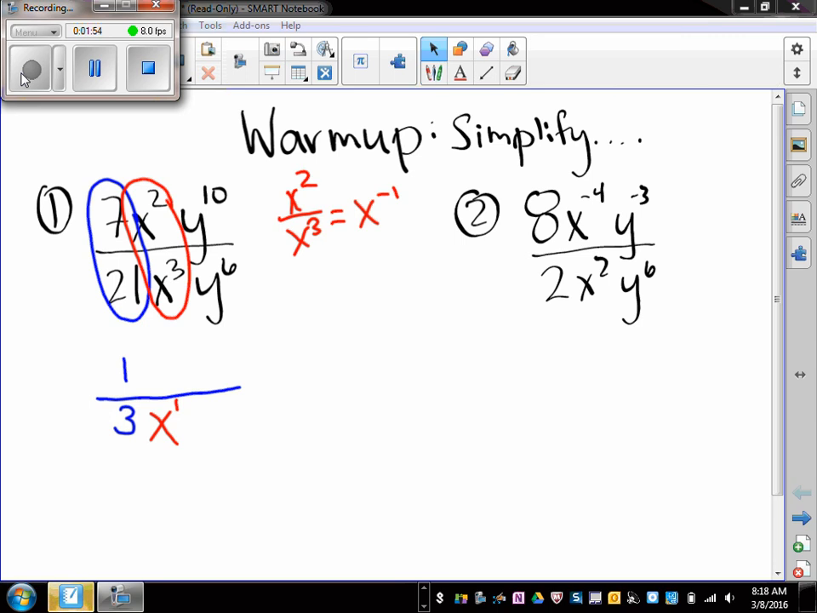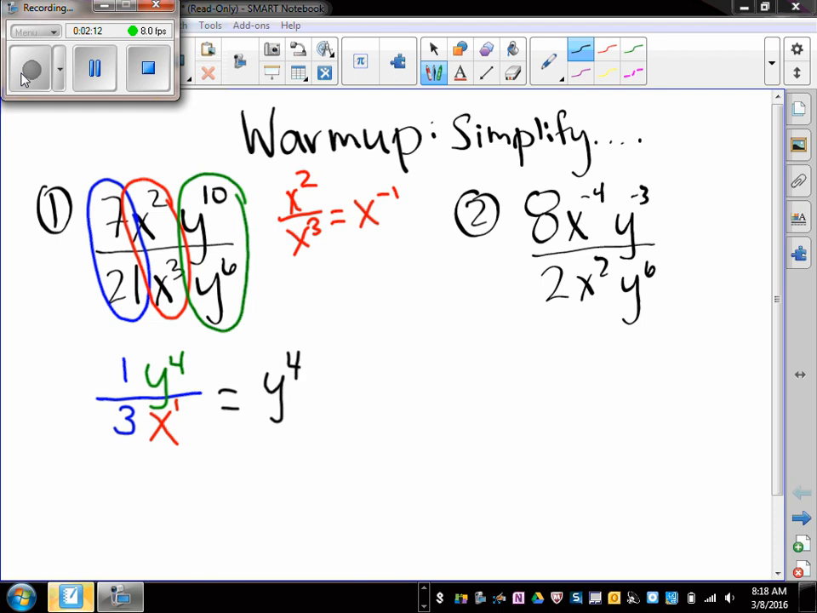Alright, so then next we have our y's. Y to the 10th over y to the 6th. What does that become? Good, y to the 4th. And is that going to go on top or on the bottom? Top. Good, it's a positive exponent, so it goes on top. Now we don't really need to write the ones. We just have y to the 4th on top. And we don't need to write an exponent of 1 either, so over 3 goes.